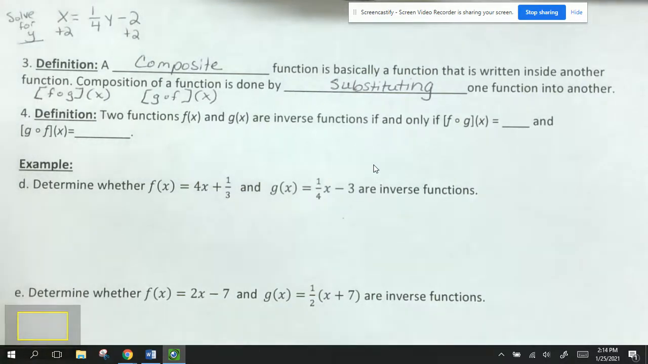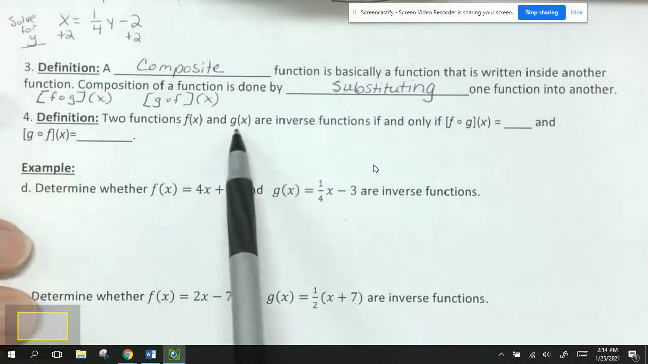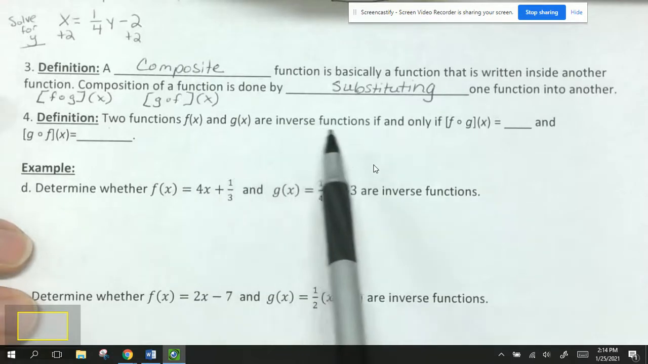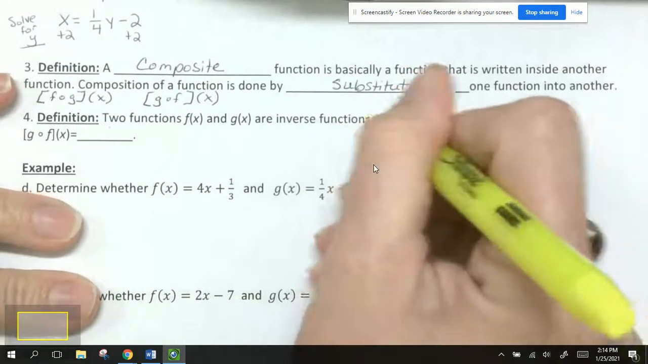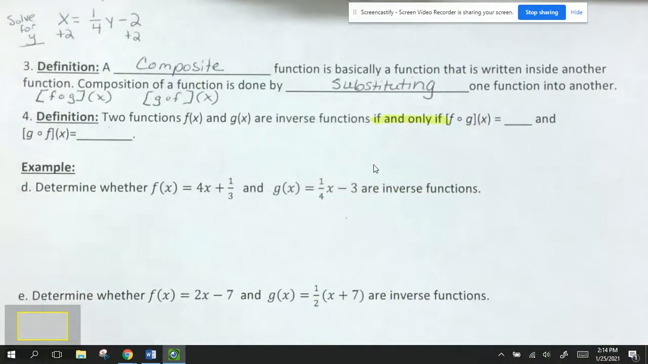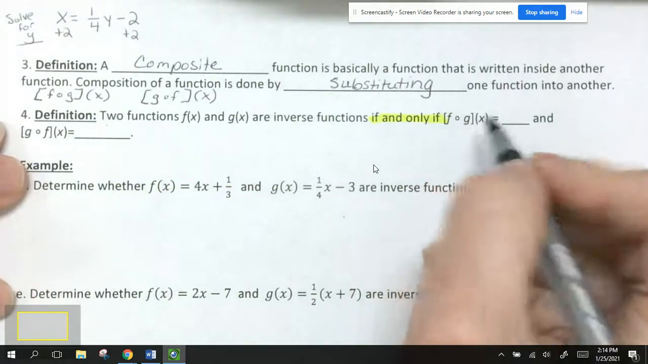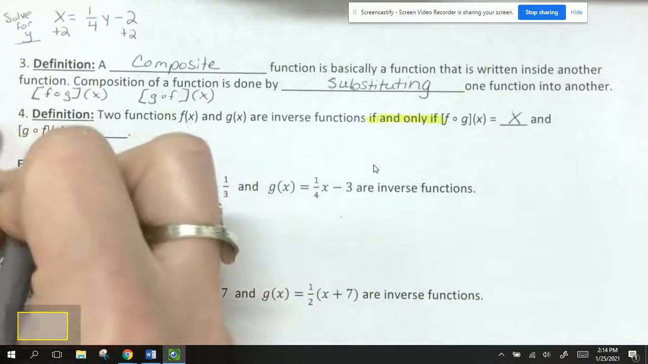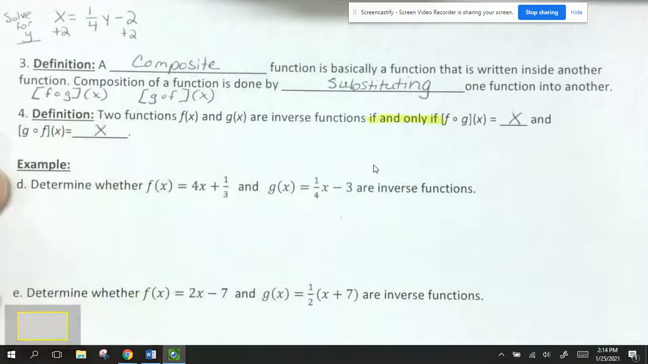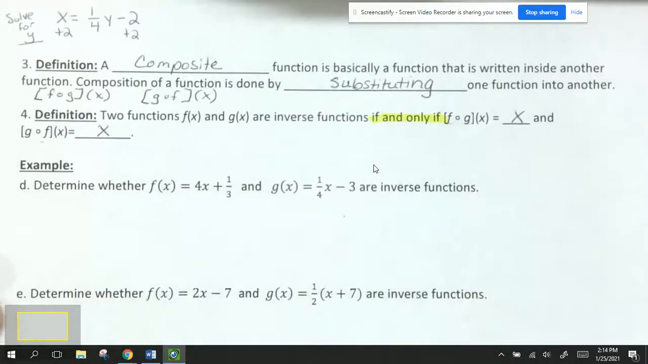Now, as we get down here, I'm going to give you some examples to show you how that's going to work. But I want to give you one other definition. Two functions, f of x and g of x, are inverse functions. Here's that word again, if and only if. That means you have to meet both sides of this. If and only if f of g of x, that's that composite function, equals x, and g of f of x also equals x. They both have to do it. So notice we flipped the order that we did it in, okay?